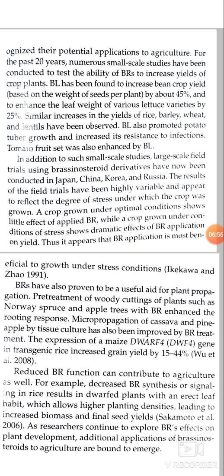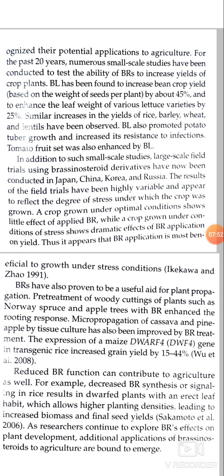Similar increases in the yield of rice, barley, wheat, and lentils have been observed. Brassinolide also promoted potato tuber growth and increased its resistance to infections. Tomato fruit set was also enhanced by brassinolide. In addition to such small scale studies, large scale field trials using brassinosteroid derivatives have now been conducted in Japan, China, Korea, and Russia.